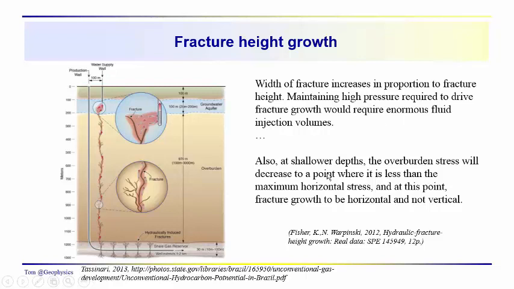Another thing to keep in mind is that at shallower depths, the overburden stress is no longer your maximum compressive principal stress. It becomes the minimum stress, and so fractures roll over and open up vertically. At some point, the fractures roll over and the overburden stress becomes the minimum stress. Fractures open up vertically, and so fracture growth would actually be horizontal, not vertical.